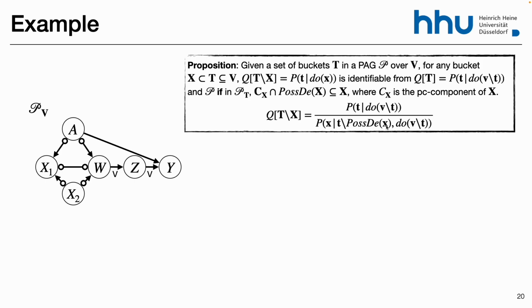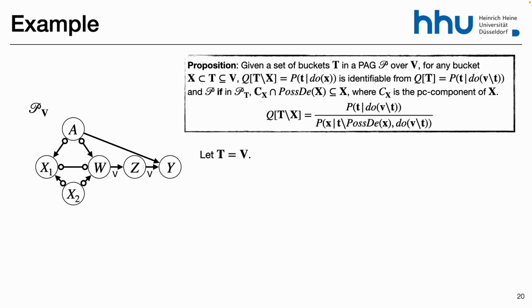Basically, the graphical condition is that the joint interventional distribution Q_{T\X}, which is the probability of T given do(X), is identifiable from Q_T if and only if the C-components in the graph PEG over T, the C-components formed by the union of the PC-components of every X, don't intersect the possible descendants of X, removing the X's. Okay, so let's go a little bit slowly in this graph.